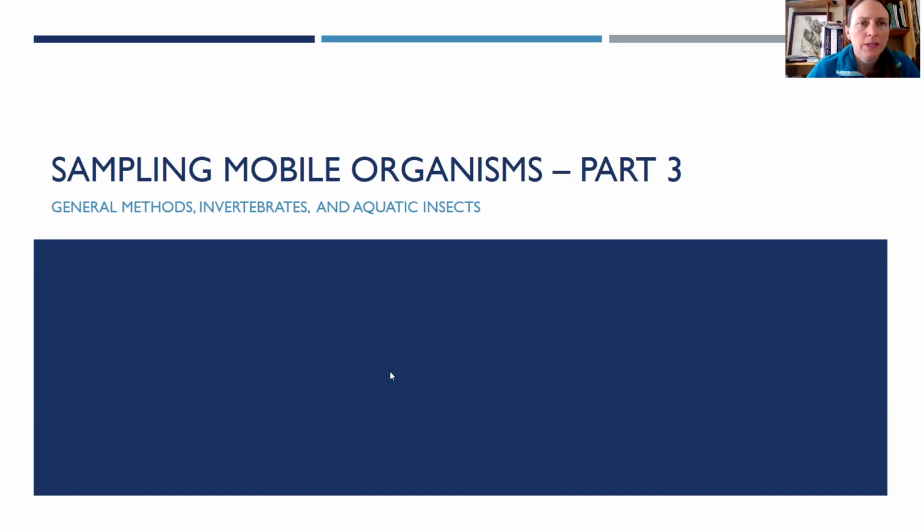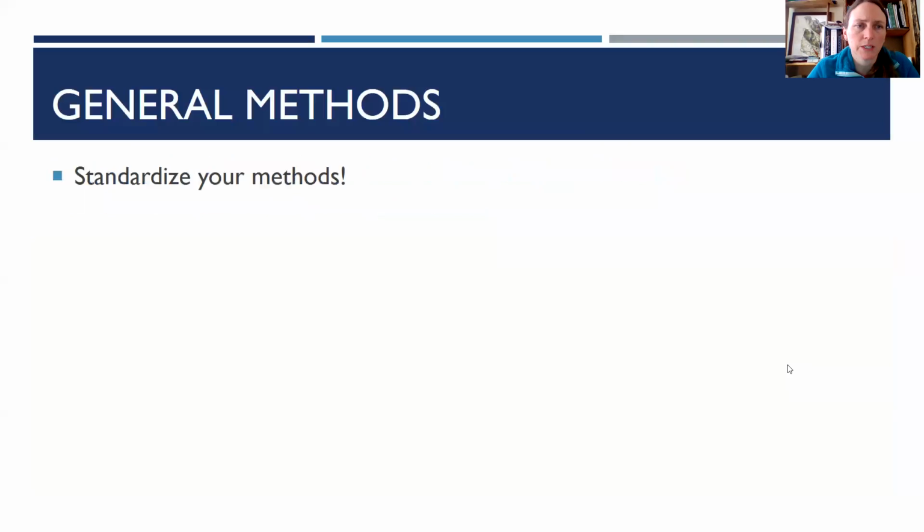All right, so part 3, sampling mobile organisms, a little bit backwards. We're going to talk about some general methods for sampling mobile organisms and then invertebrates and aquatic insects in particular. So the first general idea is you always want to standardize your methods. You want to make sure that you're doing the same thing across all of your collection methods.